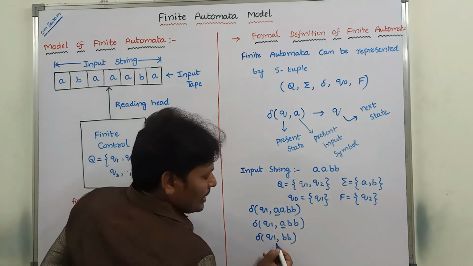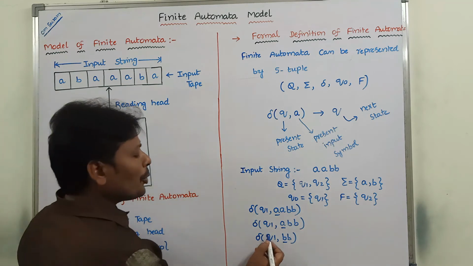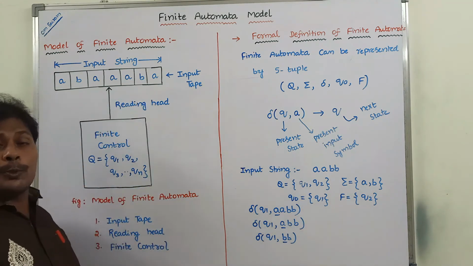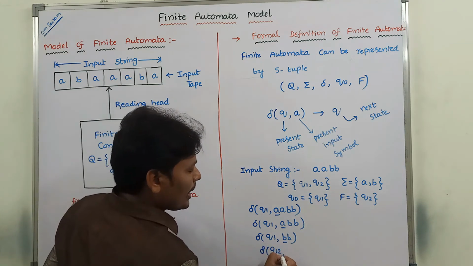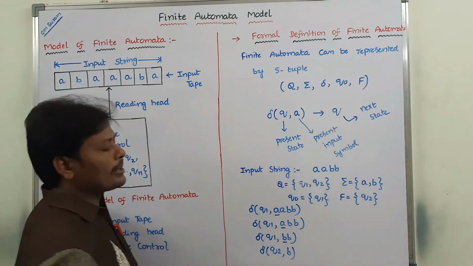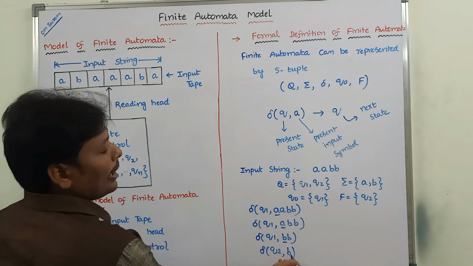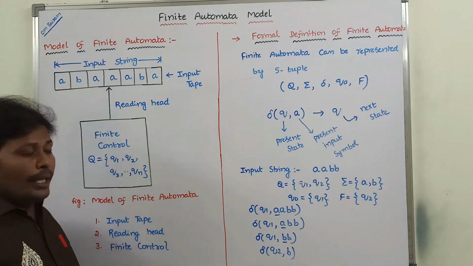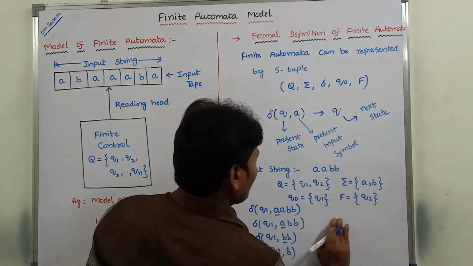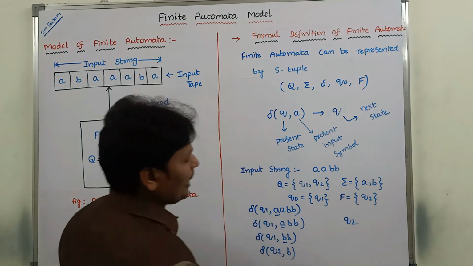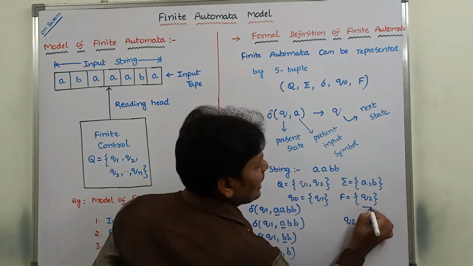Now the present state is Q1 and the present input symbol is B. Q1 with B goes to the Q2 state. So delta of Q2, the next input symbol is B. Now the present state is Q2 and the present input symbol is B. Q2 with B goes to only the Q2 state. So finally, we are getting the Q2 state, which is the final state.